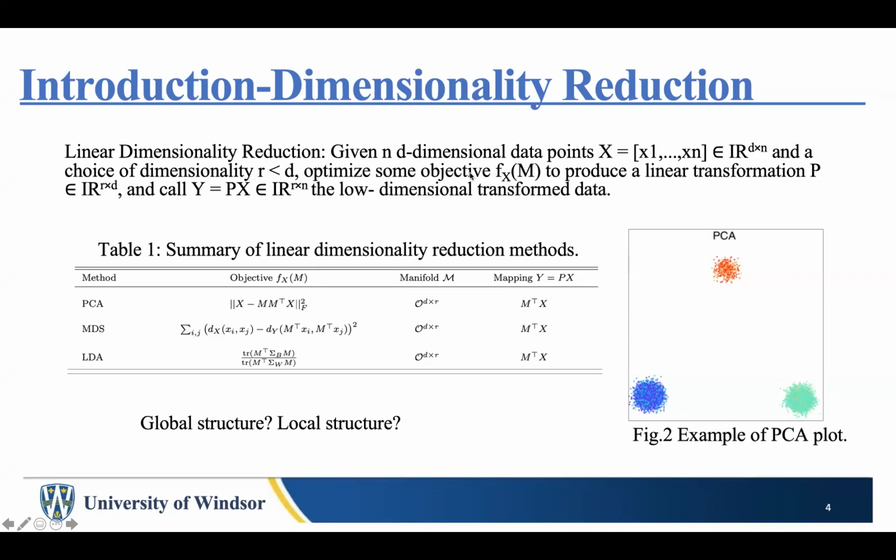As we all know, there are 2 kinds of dimensionality reduction. The first one is linear dimensionality reduction. That means given n d-dimensional data points x and a choice of dimensionality r less than d, optimize some objective f sub x of n to produce a linear transformation P, and call Y the low-dimensional transformed data. Here, P is the eigenvector matrix associated with M.